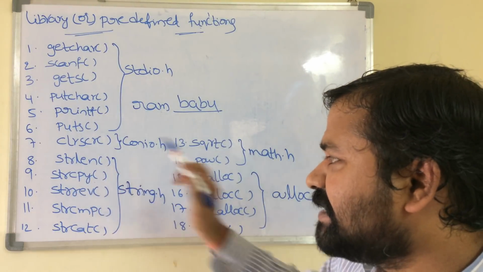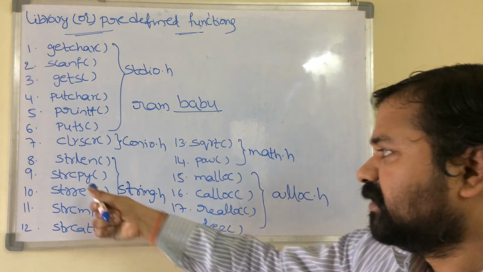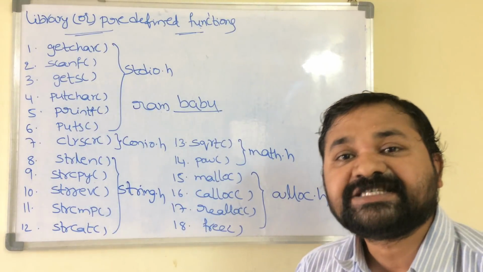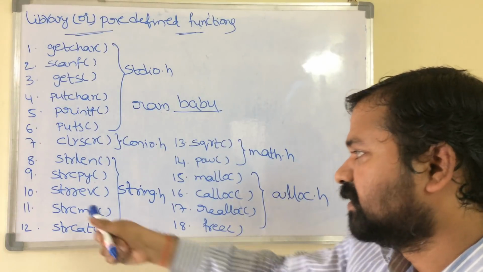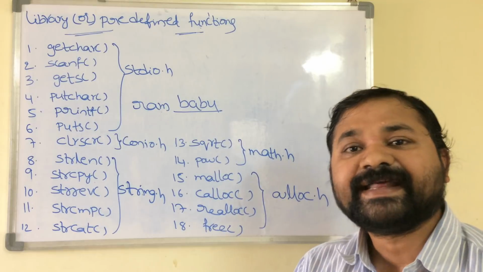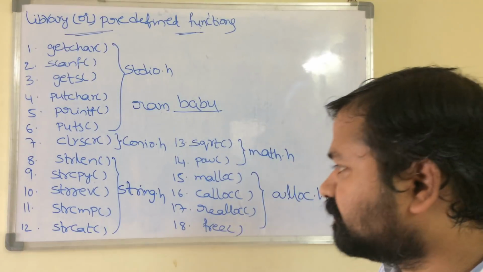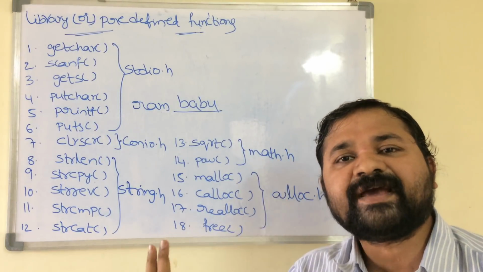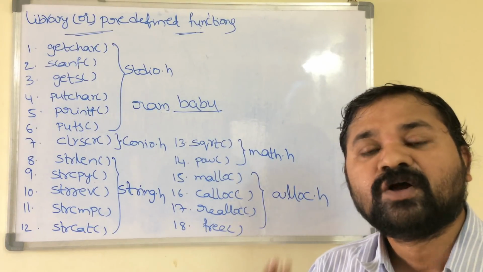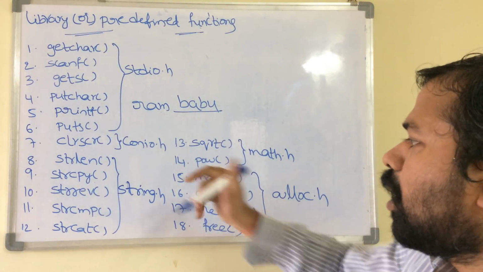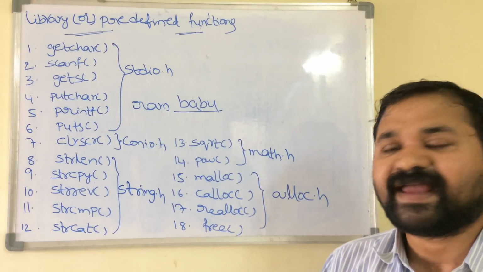Next one is strlen. It is useful to calculate length of a string. Next one, strcpy. It is useful to copy the contents of one string to another string. Next one, strrev. It is useful to reverse the given string. Next one, strcmp. It is useful to compare two strings. Next one, strcat. It is useful to concatenate two strings. All these string manipulation functions are available in string header file.